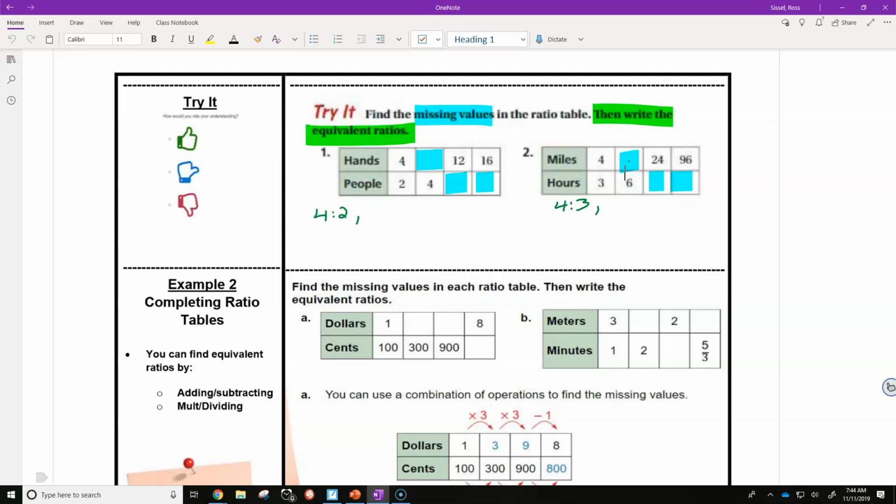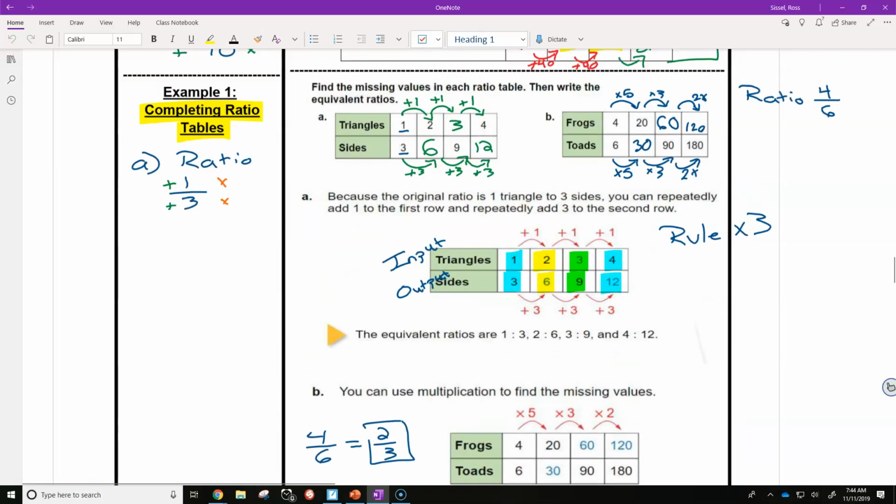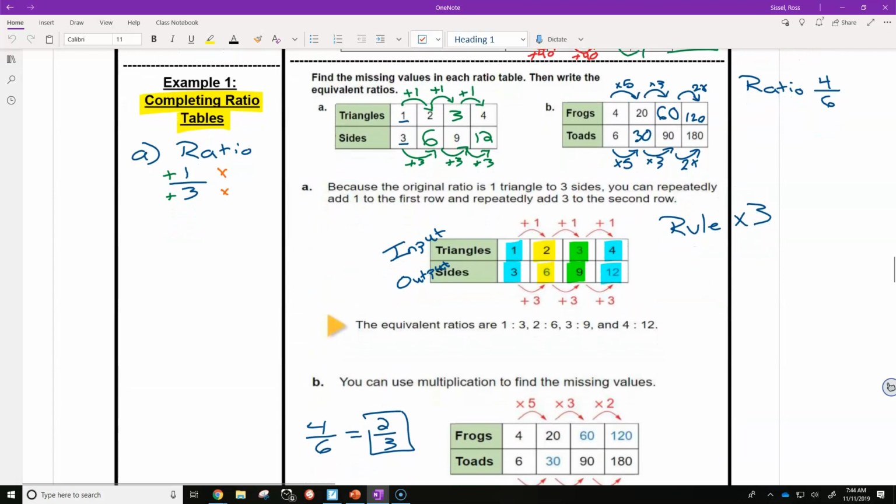Alright, so let's finish up today. This was your only homework assignment, and to be honest, I'm not even checking it, was to finish these 2 tables. Now, we're going to learn something else. I'm going to add something into our notes before we go to it. So will you guys turn back to the page that said example 1.